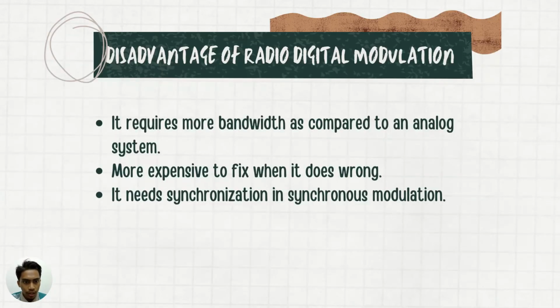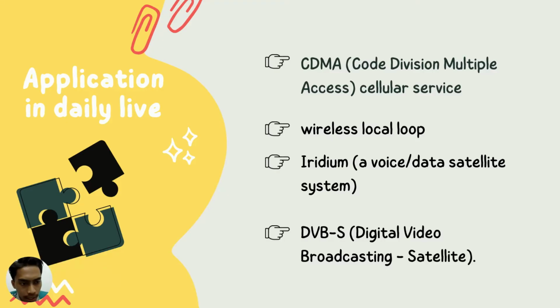So we go to the disadvantages of radio digital modulation. Firstly, it requires more bandwidth as compared to an analog system. Second, more expensive to fix when it goes wrong. Lastly, it needs synchronization in synchronous modulation.